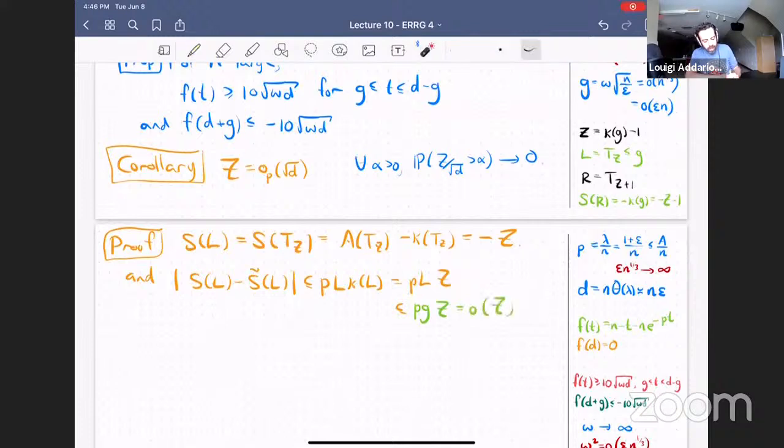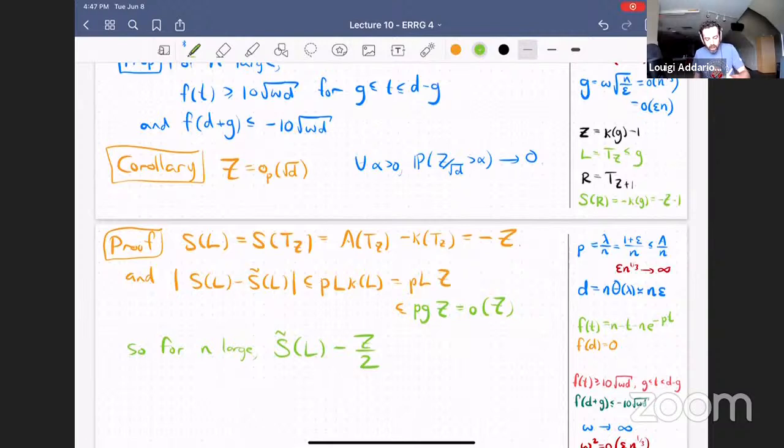Okay, so that says that up to this time L, the error between S and S tilde is little o of z. And so that means that SL is minus z, SL tilde is little o of z, and so at least when n is large, SL tilde is less than, say, negative half z, so minus z over 2.